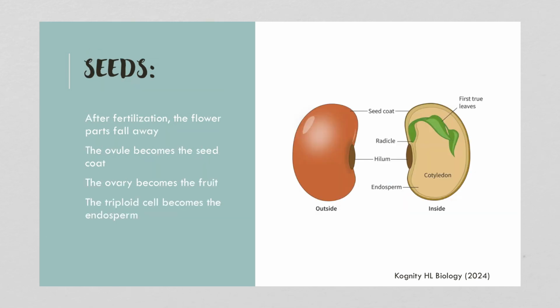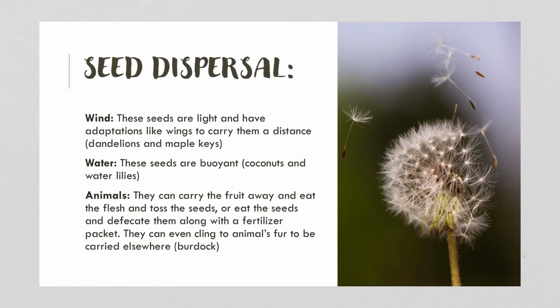Now seeds, after fertilization, the flower parts start to fall away. The ovule becomes the seed coat, the ovary becomes the fruit, and then the triploid cell becomes the endosperm, which is found inside the cotyledons. Once the seeds have matured, there's different ways of dispersing the seeds. So they can be dispersed by wind. So these seeds generally are light. They have different adaptations like wings or helicopters to carry them a distance. So dandelions and maple keys would be examples, as you can see in the picture.